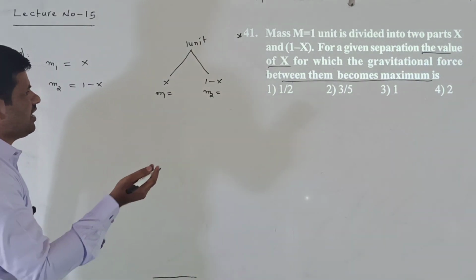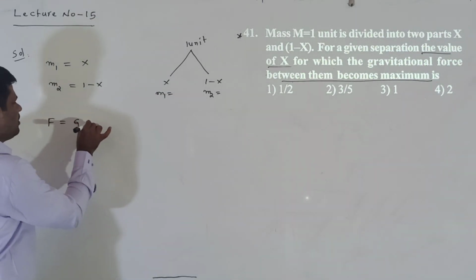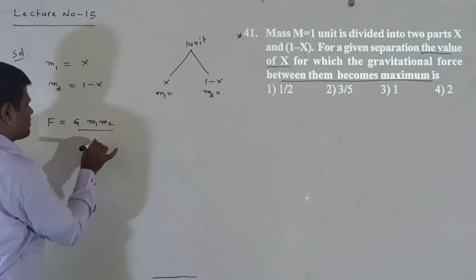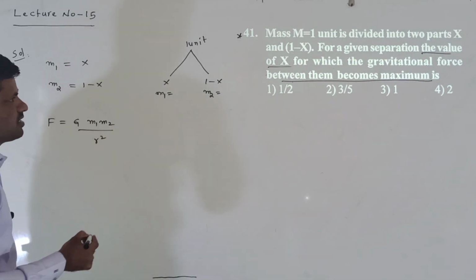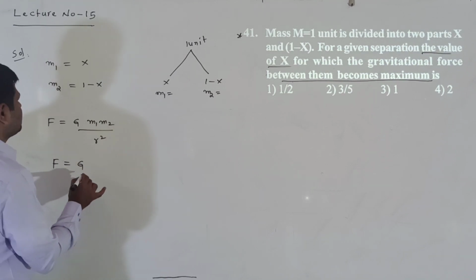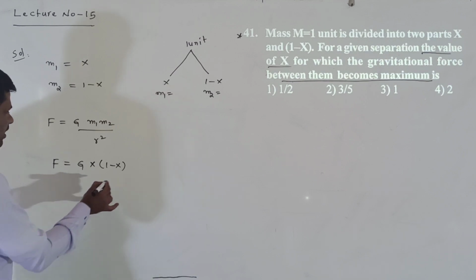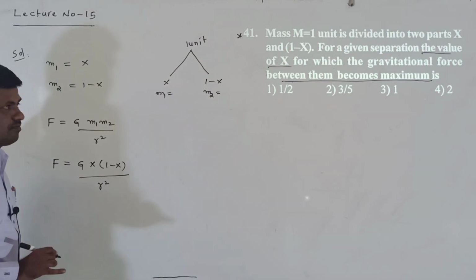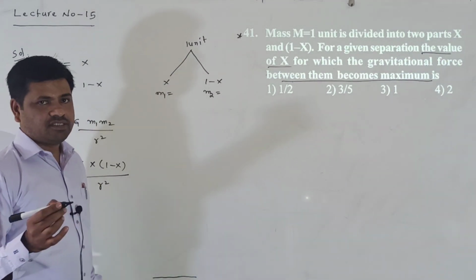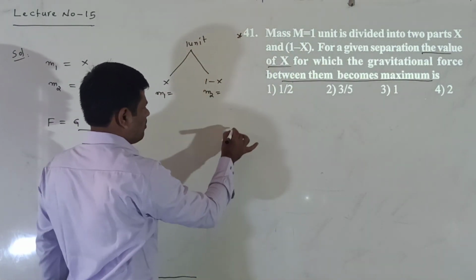Right, the separation you can take as any one, r. So the gravitational force between them is G into m1 m2 by r square. The separation I have considered as r. So F is equal to G into one mass x, another mass 1 minus x, by r square. But suppose in place of that 1, the unit m is given, what happens?